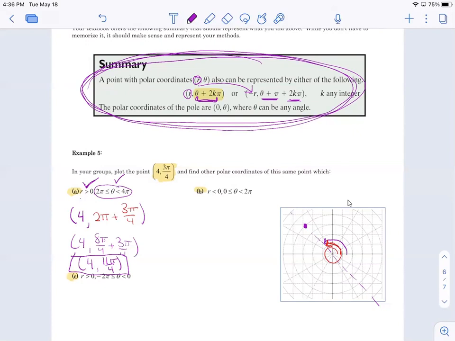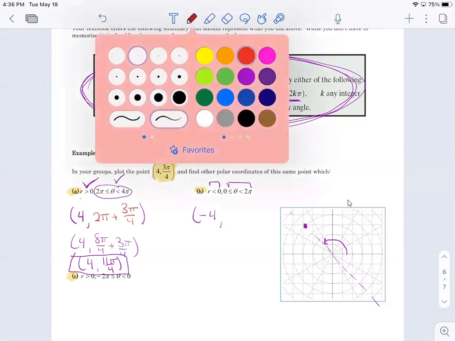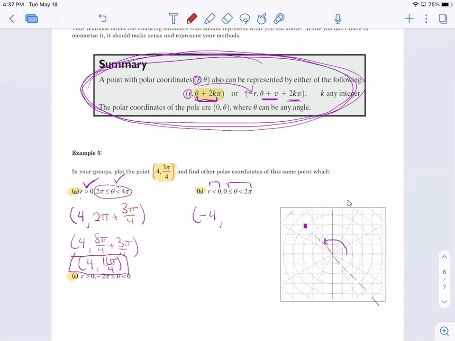Well, now for B, they're saying we want r to be negative because it's less than 0. So I'm going to do negative 4. But now I want my angle to be between 0 and 2 pi. So I'm going to get rid of some of this stuff so it doesn't get too confusing. Okay, I want a negative 4. So hopefully this sits well with you. That means I need to end up at this angle right here, because then that negative 4 would force me up there. So what is this angle?